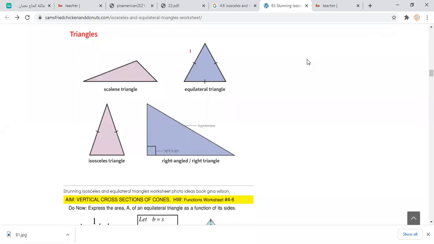Equilateral triangles have 3 equal sides, but isosceles triangles have 2 equal sides. So if you want to classify a triangle, we can classify a triangle according to its sides, right? And today, inshallah, we are going to study the properties of equilateral and isosceles triangles and how we can use them to answer the questions.